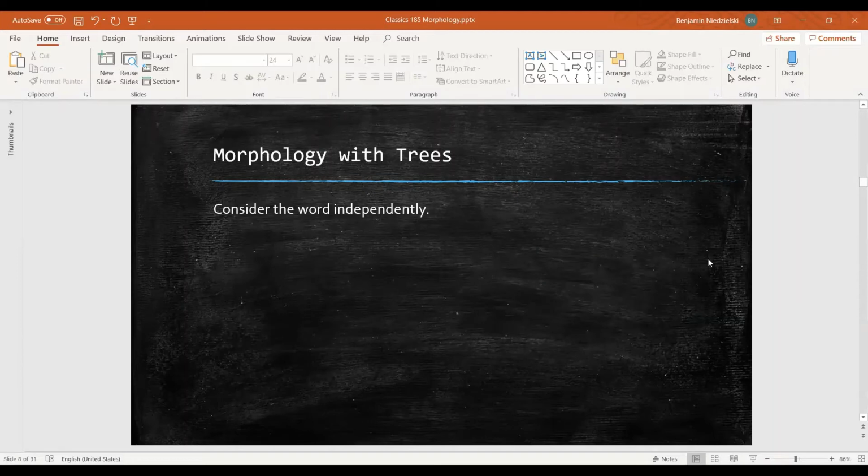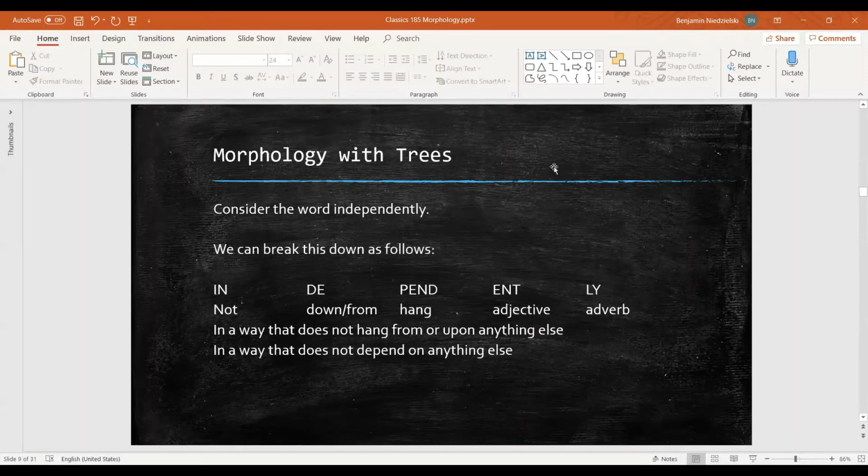First, let's consider the word independently. We can break this down using our old method into 5 different morphemes. In, which means not here rather than in or on. D, which means down or from. Pend, which means hang. Ent, which is an adjective ending. And li, which is an adverb ending.